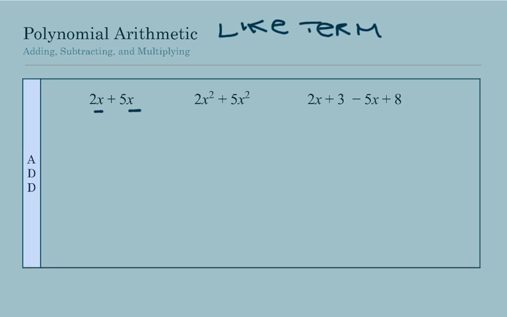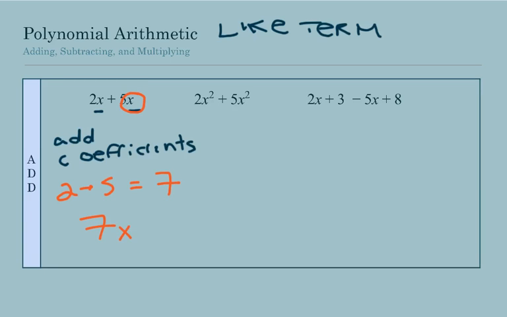To put them together, just add the coefficients. And your coefficients are 2 and 5. 2 plus 5 is 7, and you keep that variable. So it's going to be 7x as your answer.